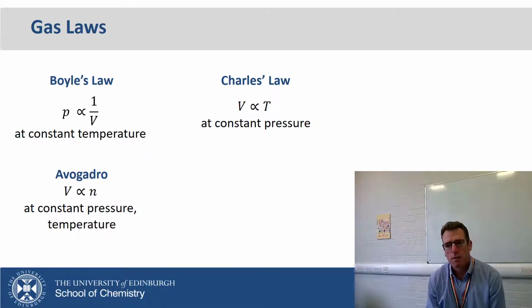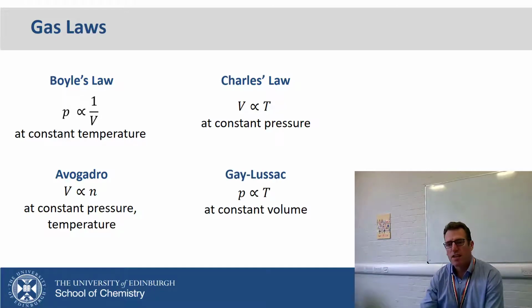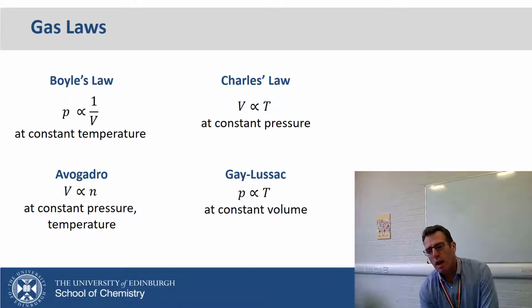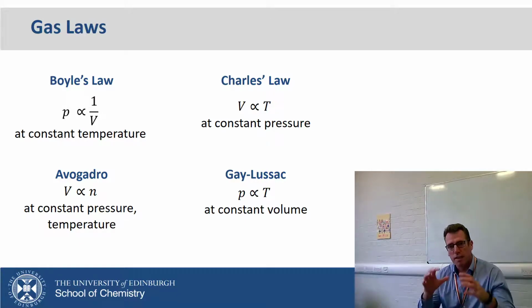Along comes Avogadro and comes up with the most obvious statement ever, which says that at constant pressure and temperature, as we increase the amount of substance, in other words the number of moles, the volume must increase. So there he goes, he gets a whole law named after him by saying the volume is directly proportional to the amount of substance. And then we finish up with Gay-Lussac's law, which says that as we increase the temperature of a substance, the pressure will naturally increase at constant volume.